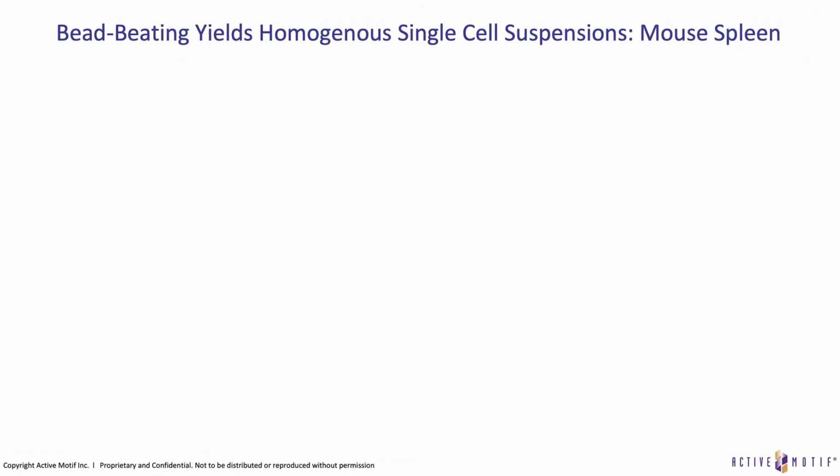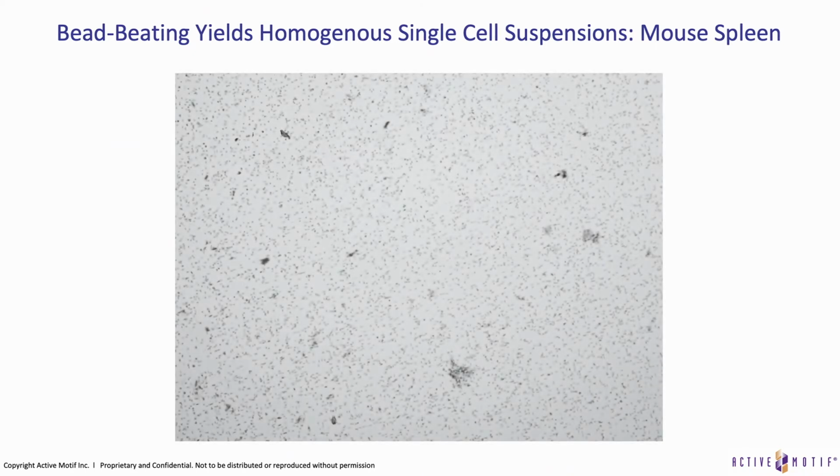So first, I just want to show everyone that the bead beating can yield a homogeneous single-cell suspension, and this is mouse spleen. What we're looking at here is a bright field image of trypan-stained single cells generated from bead homogenizing mouse spleen. And I know it can look a little weird. There's a lot of gray dots, so I just want to draw a circle around the region. All of the gray dots in that region are either single cells or intact nuclei.